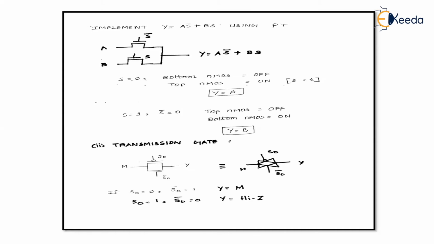Suppose my S0 is equal to 1. If S0 is equal to 1, S0 bar is equal to 0. So when S0 is given as 1, 1 will turn off your PMOS and S0 bar is equal to 0. 0 will turn off your NMOS. So it will be in an off state. So the value of Y will be in the high impedance state. It's not predictable. Now, using this transmission gate, I'm going to implement a 2:1 multiplexer. We'll see how we can implement it.